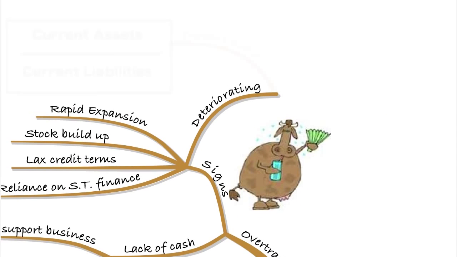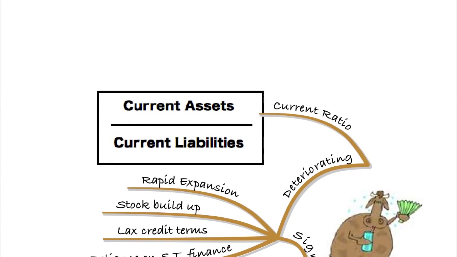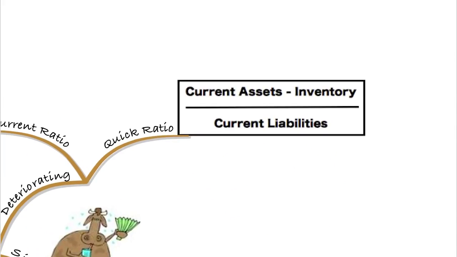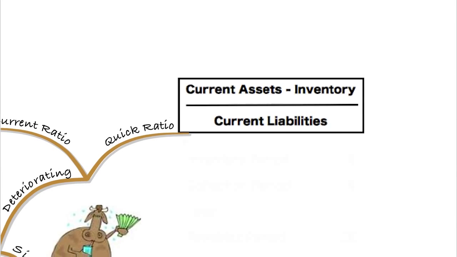Also, we can have a deteriorating current ratio, which is our current assets over our current liabilities, or a deteriorating quick ratio, where we take inventory out of our current assets and put it over current liabilities. Remember, these will tell us how much liquidity we have in relation to the current liabilities we're going to have to pay. If they're deteriorating year on year, that's a sign of overtrading, and we did an example of that in the lecture.